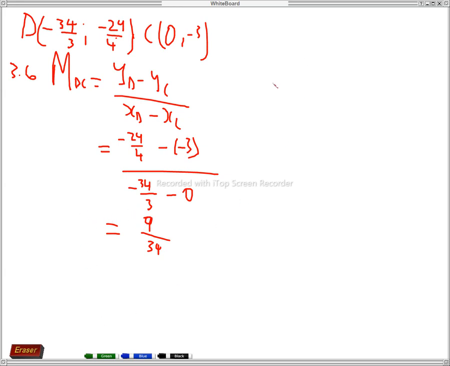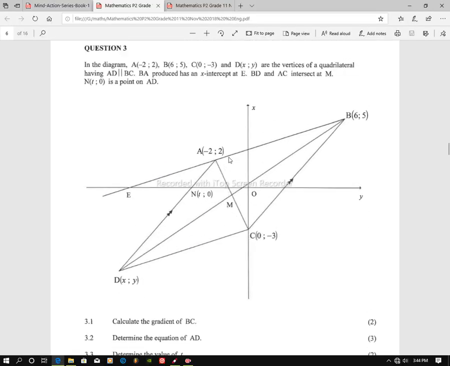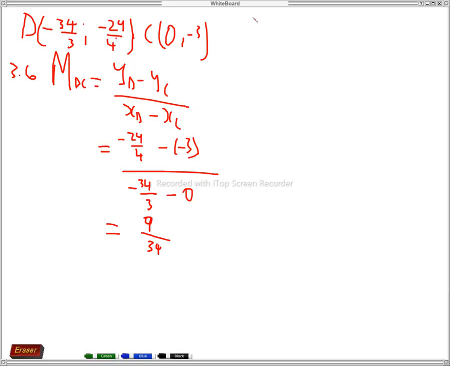Let me calculate the gradient of the other line, which is AC. A is negative 2 and 2. B is 6 and 5. Didn't we calculate this at the first? Let me check here. Oh, it was BC, that one. Okay, let's calculate the gradient of AC.